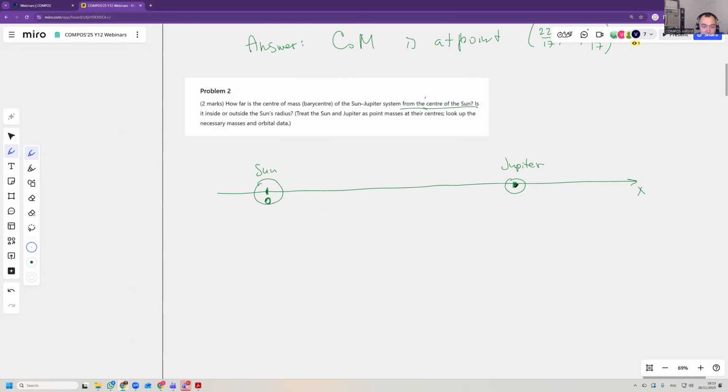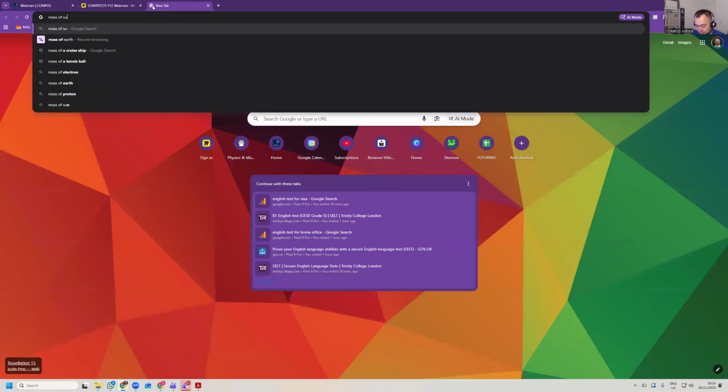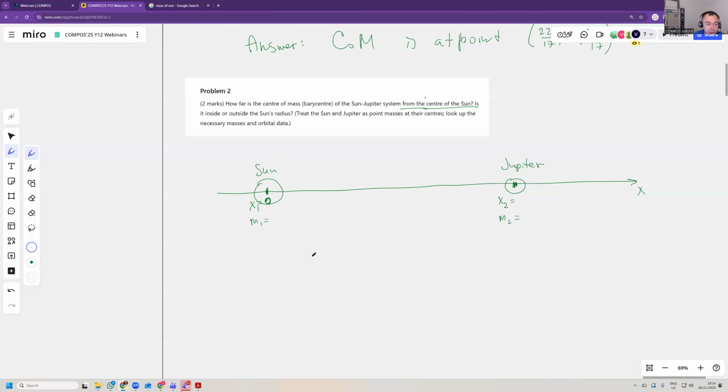Right, Jupiter. How far is Jupiter from the Sun? Well, let's say the Sun is position x1, Jupiter is position x2, and we'll need to look that up. Mass of the Sun is m1, and mass of Jupiter is m2. Okay, so let's look those up. Mass of the Sun, I'm pretty sure it's 2 times 10 to the 30 kilograms.